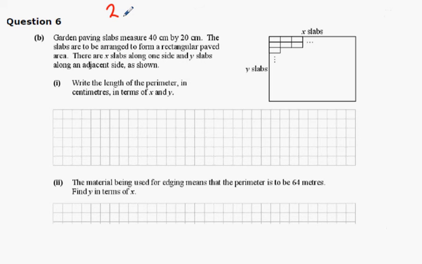So this is the 2012 paper 1 question 9b. Okay, we have garden slabs. Each slab measures 40 by 20. Okay, the slabs are arranged to form a rectangular paved area. There's X slabs along one side, Y slabs along the other side. Write down the length of the perimeter in centimeters in terms of X and Y.